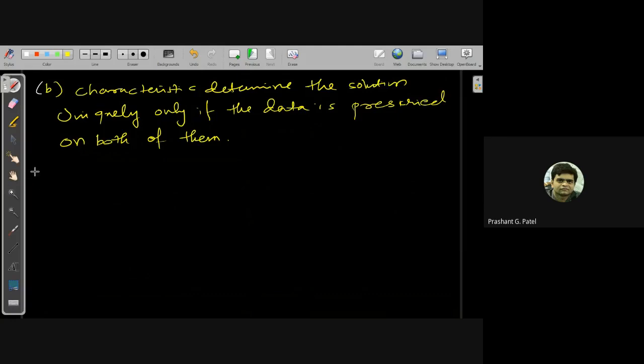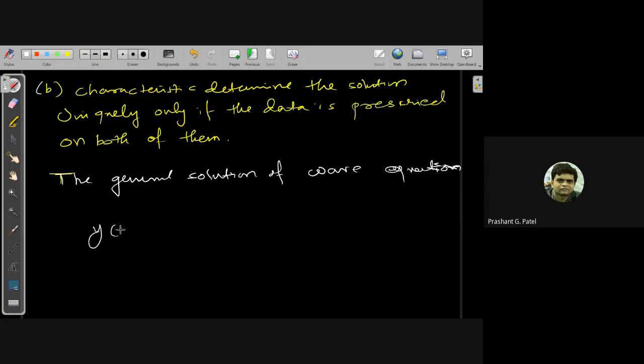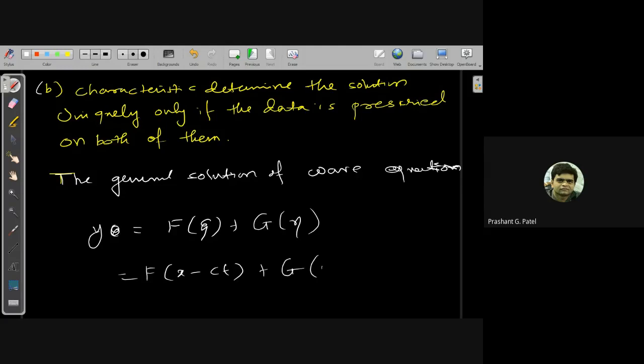So as we know, the general solution for the wave equation, let us consider the general solution of a wave equation, that is y of x,t, or in terms of xi and eta, we have written it as capital F of xi plus g of eta, where xi and eta we have calculated as capital F of x minus ct plus g of x plus ct. So this is the solution which we have.